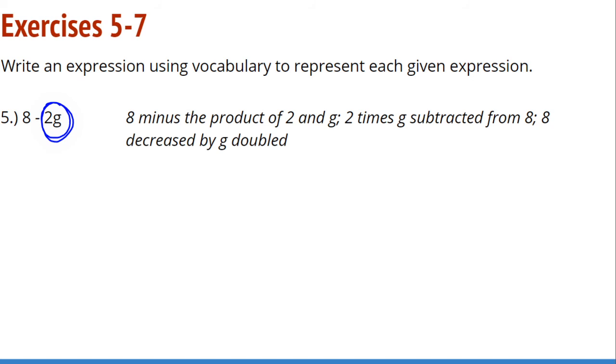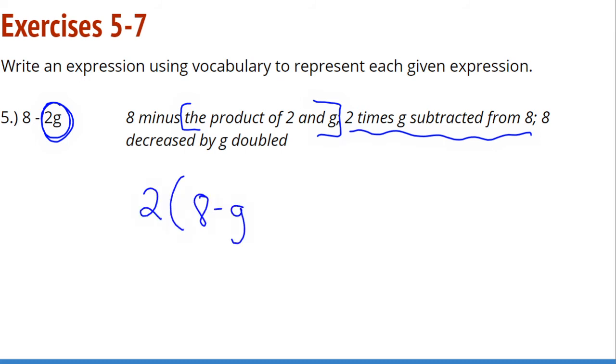8 minus the product of 2 and g. Okay, so I've got 8 minus, what are we subtracting from 8? The product of 2 and g. I like that one. 2 times g subtracted from 8. This one, although okay, this is what I hear. 2 times g subtracted from 8. When I read this second one, that's what I hear. So not loving it. If that's what you wrote, it's okay.